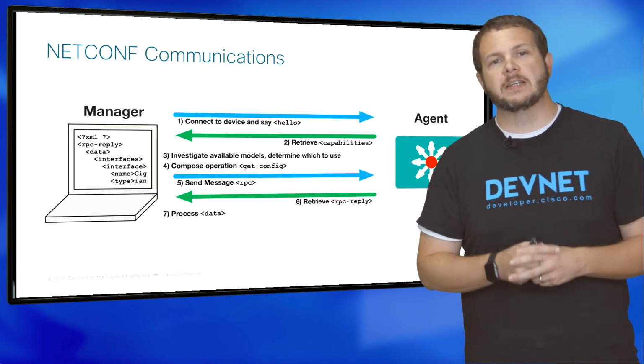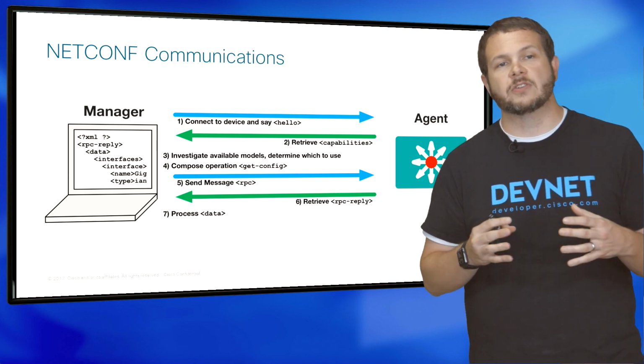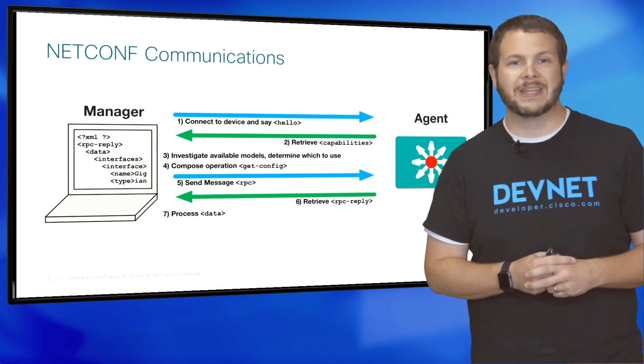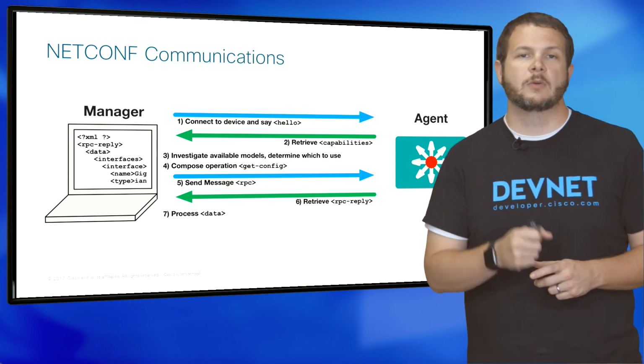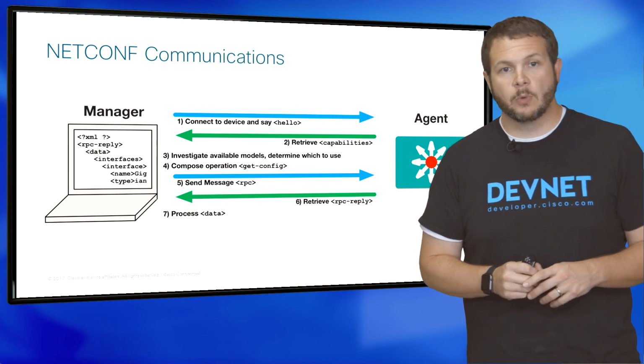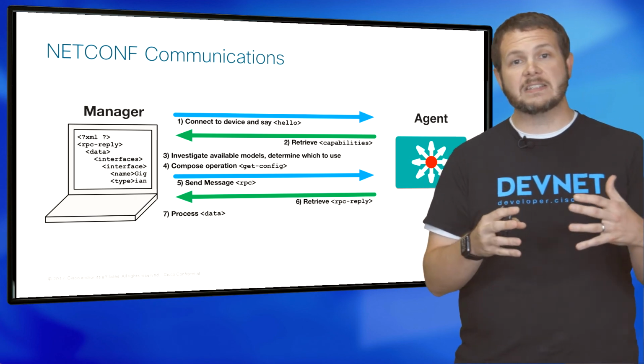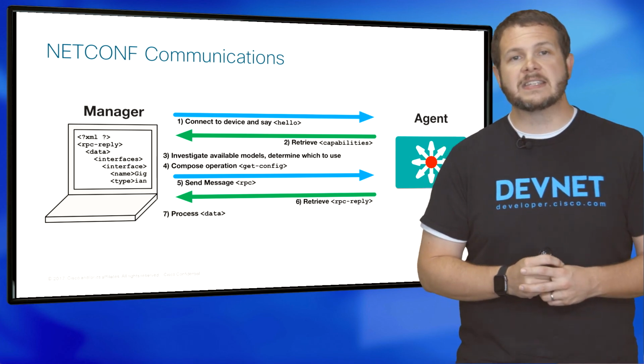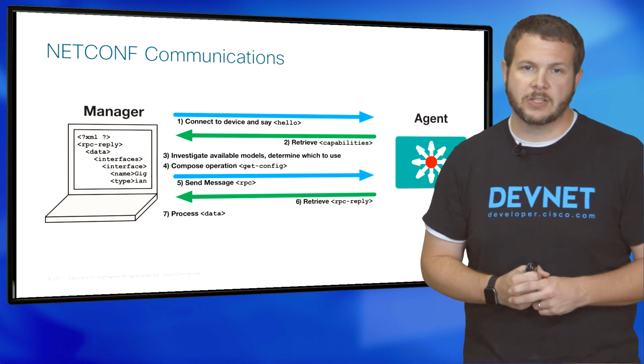And that capability list will tell us what data models and features our NetConf agent supports, so we can investigate those list of models and determine which ones we want to use. We'll then compose our operation, be that a get config or an edit, and then send that as an RPC message off to our agent.